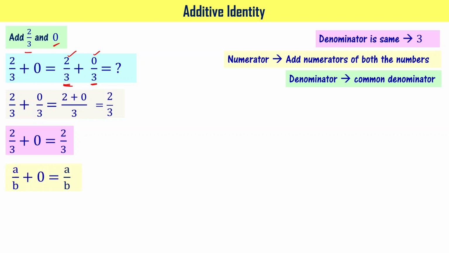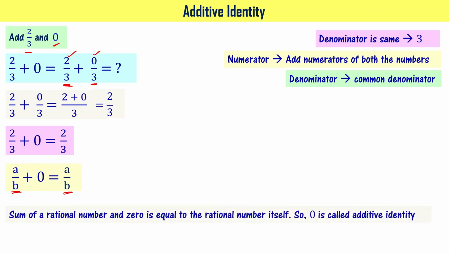I can say that a by b plus 0 equal to a by b. If a by b is a rational number, when I add 0 to it, I'll get the same number, a by b. Sum of a rational number and 0 is equal to the rational number itself, right? That's what we have seen. 2 by 3 plus 0 is 2 by 3. A by b plus 0 is a by b. 5 by 4 plus 0 is 5 by 4. So what you have learned, sum of a rational number and 0 is equal to the rational number itself, right?